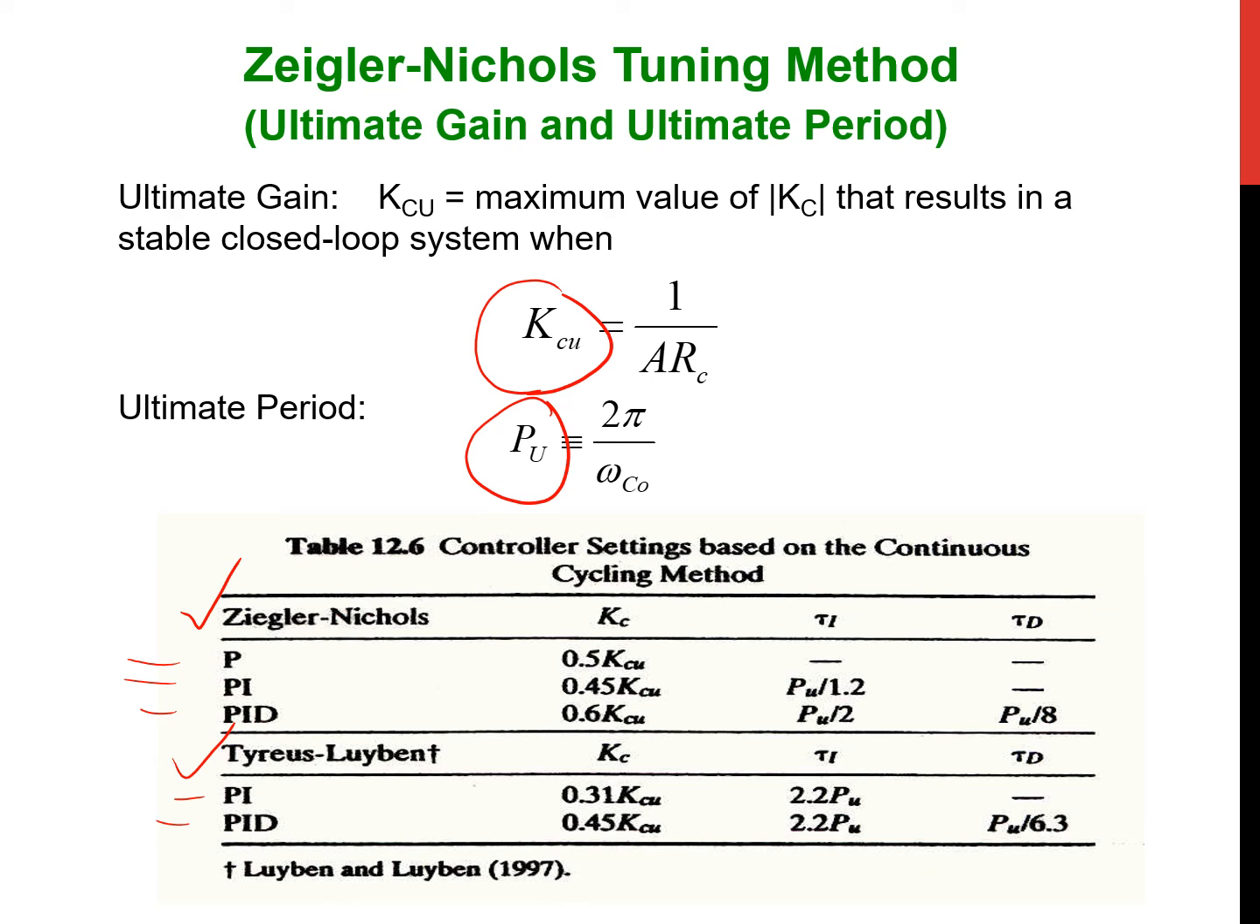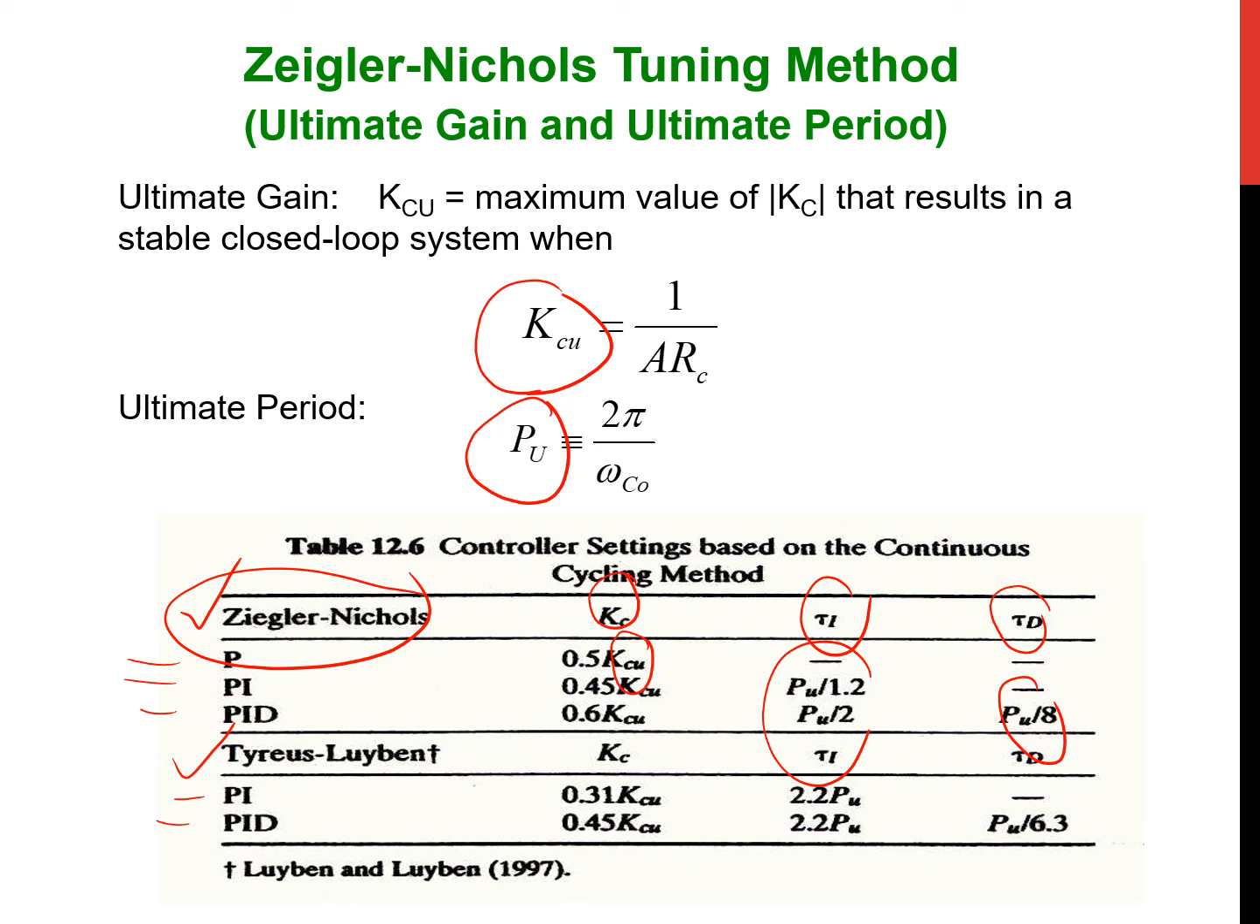So if the question asks you to find the P controller parameter for the frequency response, you automatically use Ziegler-Nichols because you have the formula for the P. Once you find the KCU, you substitute the value of KCU inside the equation, then you can calculate the KC. By using the PU, you can calculate the tau I and the tau D. So this is the method to calculate new controller parameters. New controller parameters mean the new values of KC, tau I or tau D.